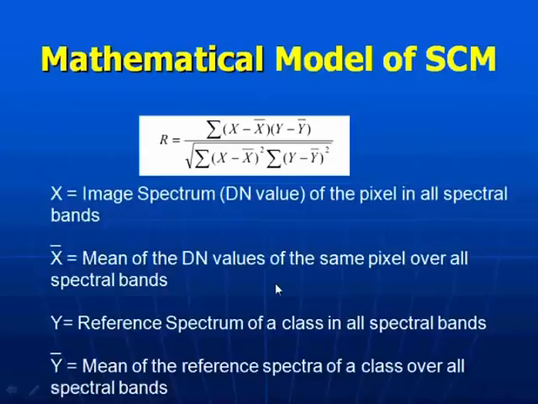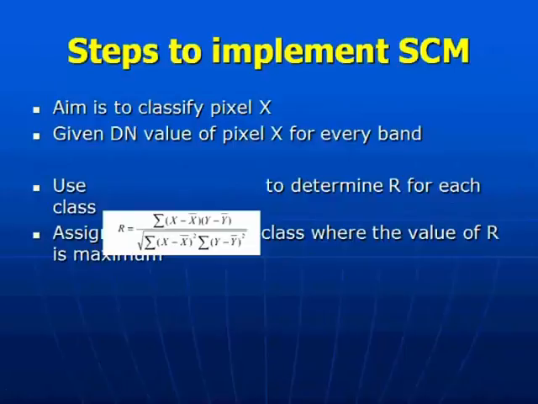So you have on one hand the spectra of the pixel, and on the other hand you have the spectra of the classes. Now the spectra of the classes can be obtained from either laboratory or field, or from a spectral library, as you know, or even from the training data. Now we are basically trying to find out this R value. The pixel will be allocated to that spectra where the correlation, or the R value, is the highest.